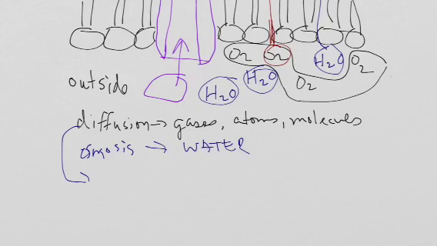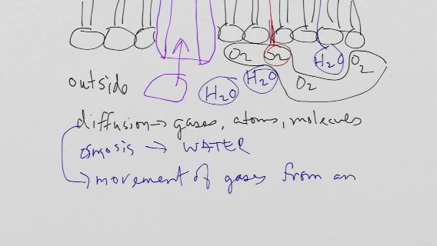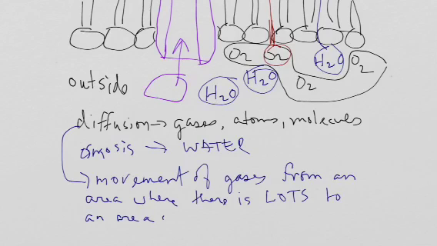So diffusion is the movement of gases from an area where there is lots to an area where there is little, in the hopes of evening it out.